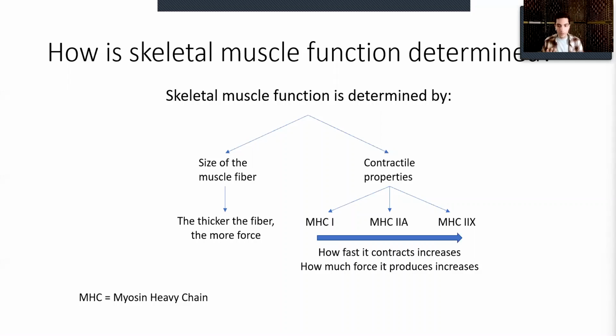There are three main types of MHC isoforms found in human skeletal muscle tissue. There's MHC1, 2A, and 2X. And the main differences between these three MHC isoforms are its contractile velocity, which is how fast it contracts, and its force production. As you go from myosin heavy chain 1 to 2A to 2X, it contracts faster and with more force. In addition to these three main isoforms, we also see hybrids in human muscle tissue, like 1,2A fibers and 2A,2X fibers, where we see multiple protein variants or isoforms on the same muscle fiber.